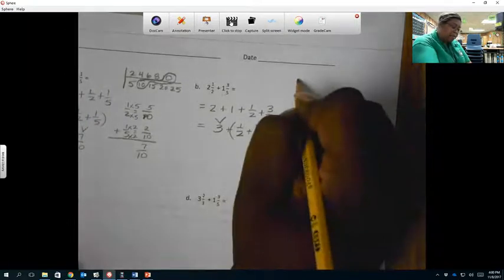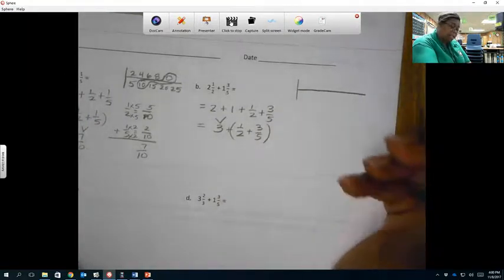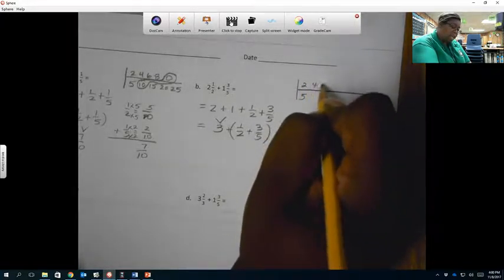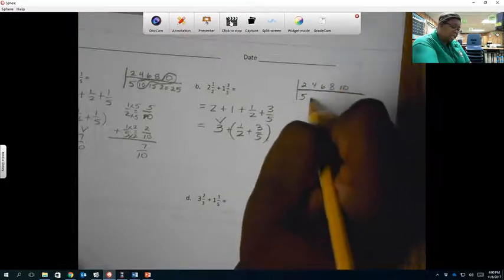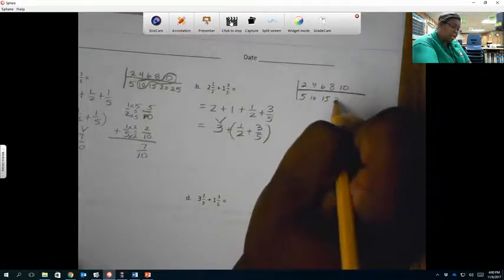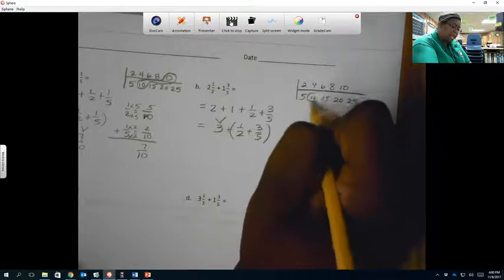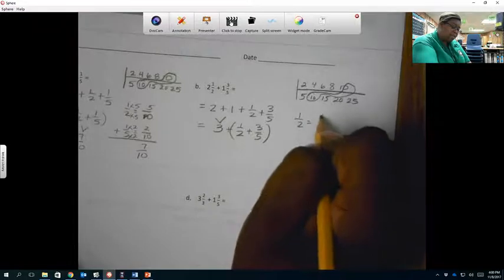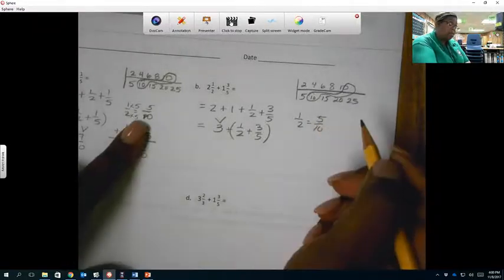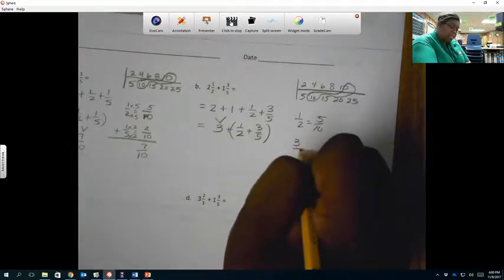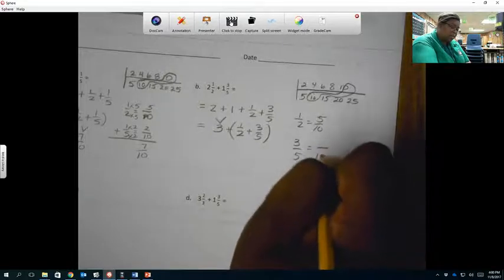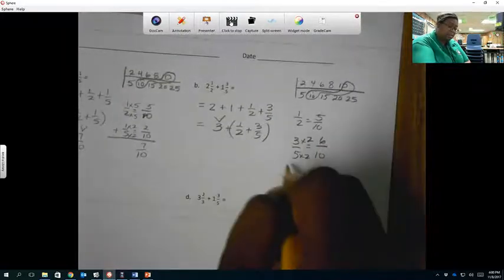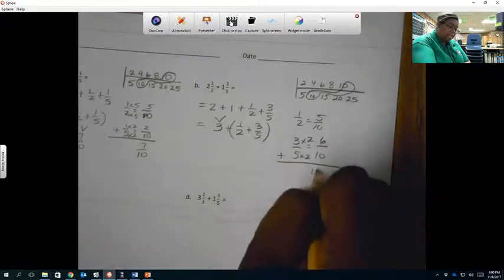So I'm going to find my least common denominator by making my lazy T. 2 and 5. And I'm going to do it again. And again. My least common denominator is 10 again. So 1/2 equals 5 tenths, just like before. 3/5, I'm going to multiply times 2 like I did before, but now this is 6 tenths. When I add up, I get 11 tenths.